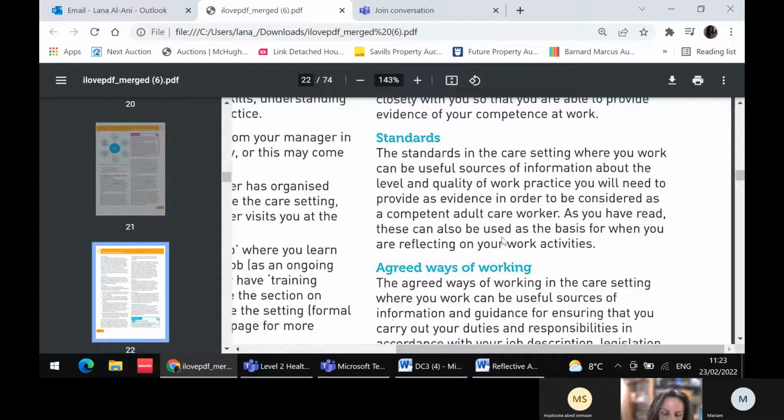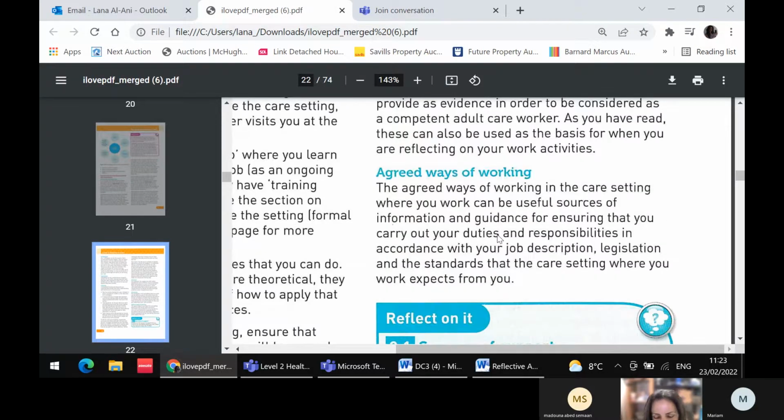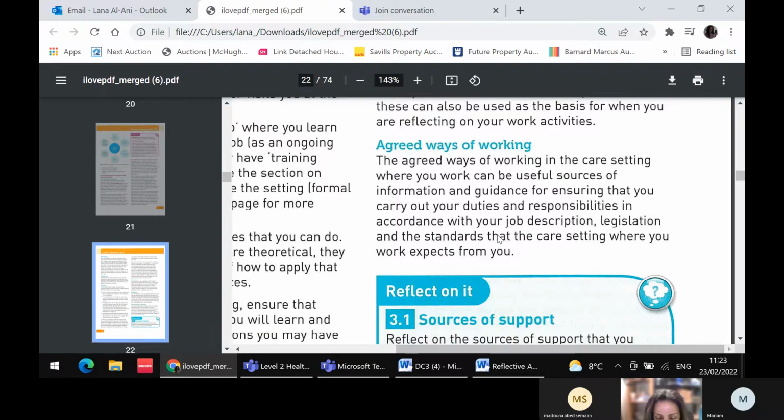And also the agreed ways of working, as we said, are policy, procedure, guidance. These are all the agreed ways of working in the care setting where you work, and can be a useful source of information. So if you follow it, you will get your best practice. So it's always good and handy to follow these policies and procedures, because they will have pieces of the legislation that we all should follow as care workers.